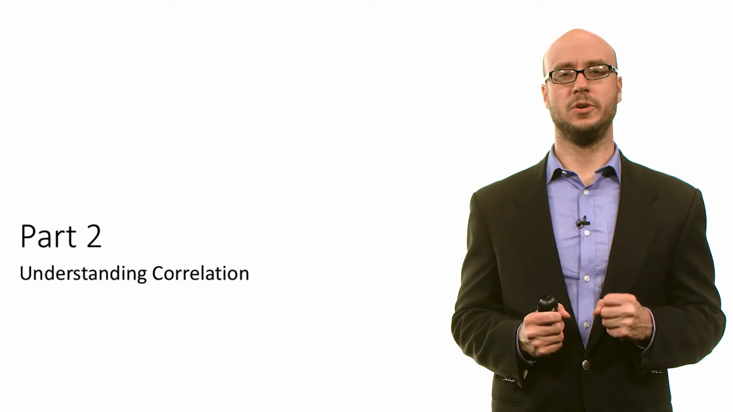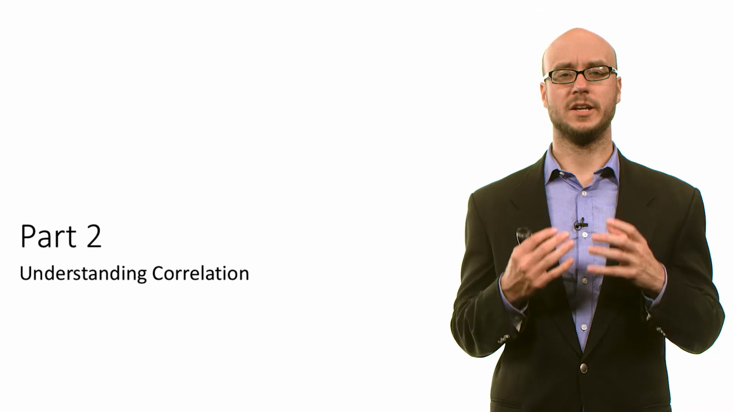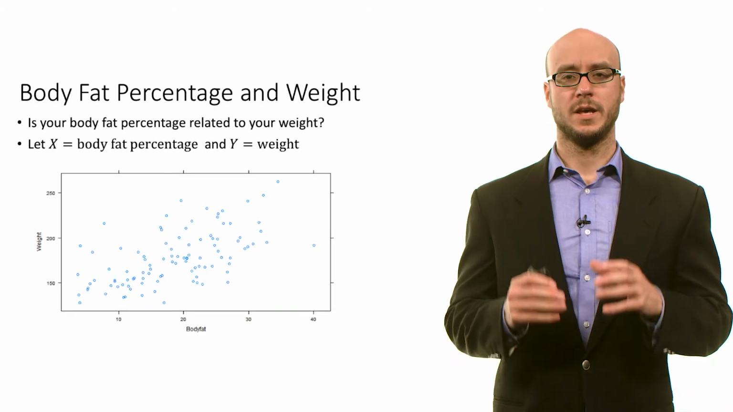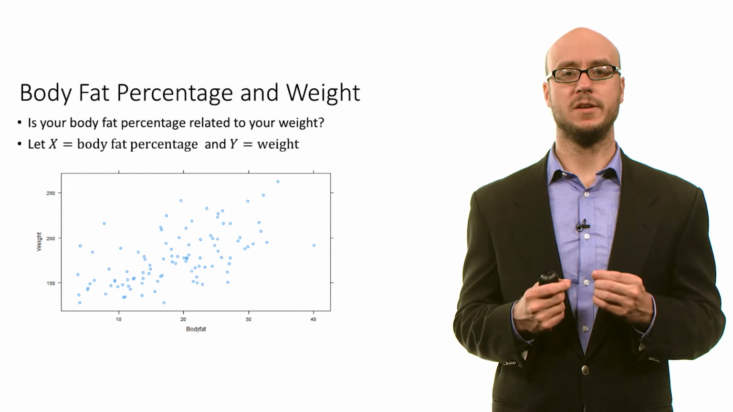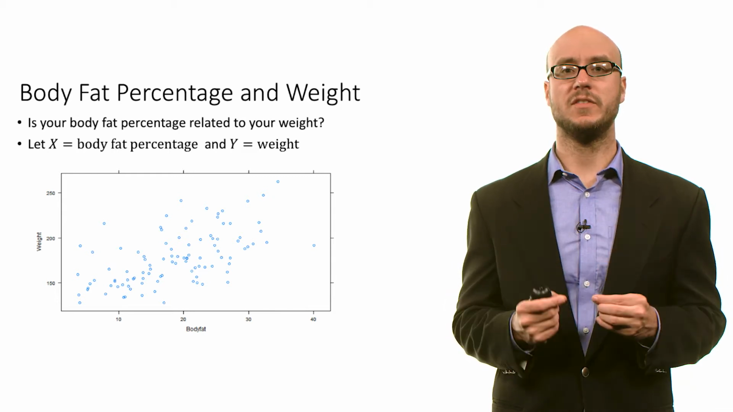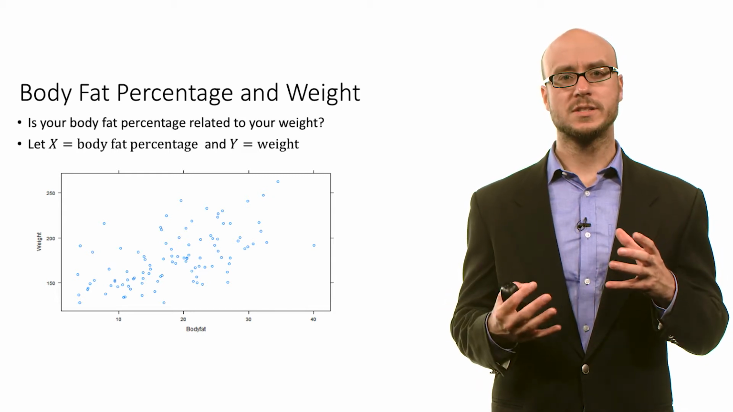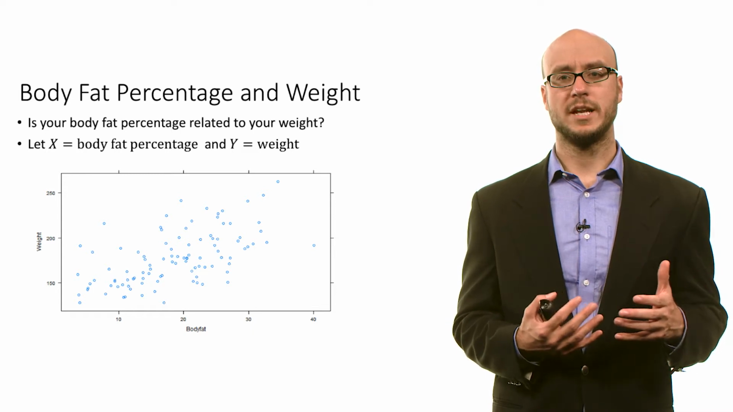Welcome to part 2 in our discussion of covariance and correlation. Here's a data set of body fat percentage and weight. So this is a data set of individuals. And our question is: is body fat percentage related to your weight?